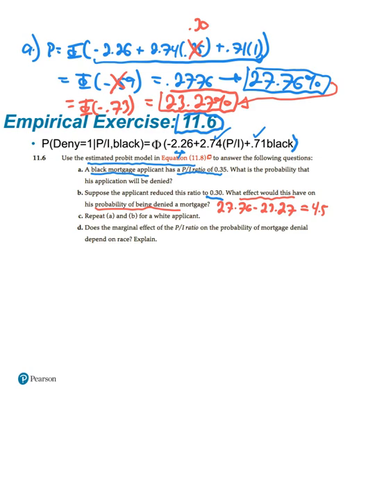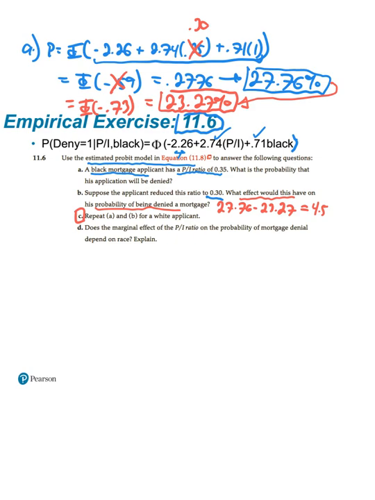All right, now let's do the same exact thing with C. It should be the case that when you lower your PI ratio, you should have an easier time getting a loan, or your likelihood of being denied should go down. Now, for a black applicant, it went down 4.5 percentage points. Let's see what's true with a white applicant. If there was no bias at all in the approval or the denial of a mortgage loan, then this should be relatively similar. Let's evaluate that.